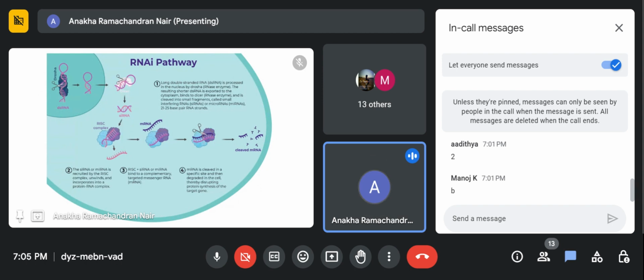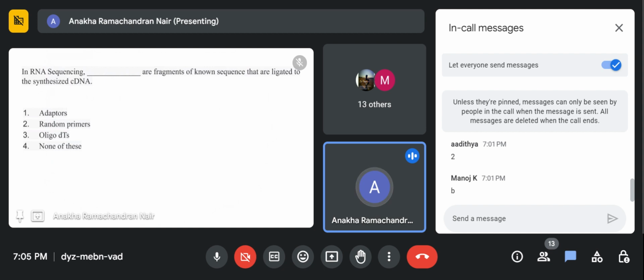Okay. So if there are no doubts, let's move on to the next question. And the question is, in RNA sequencing, dash are fragments of known sequence that are ligated to the synthesized cDNA. cDNA is the complementary DNA, and there are four options given to you. Option 1 is adapters, option 2 is random primers, option 3 is oligo dTs, that is deoxy T's, and option 4 is none of these.